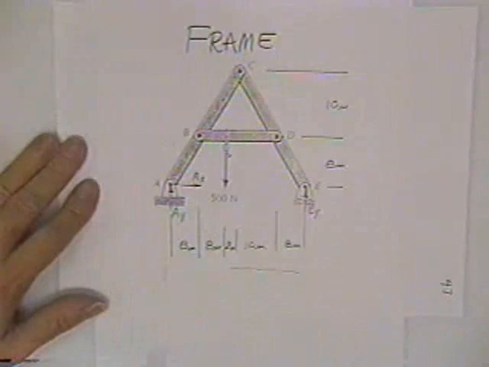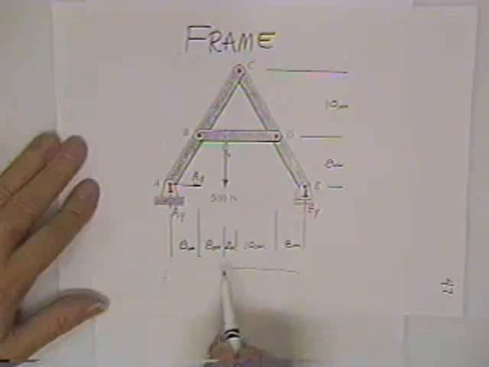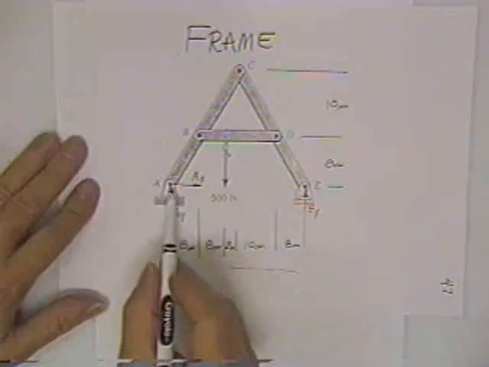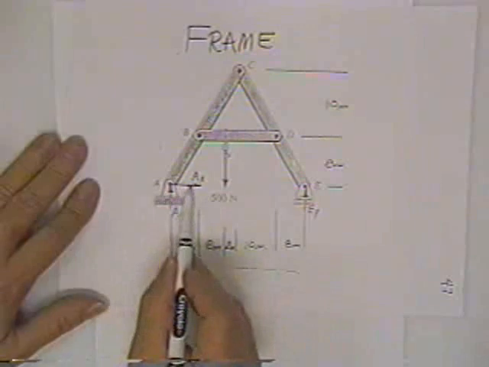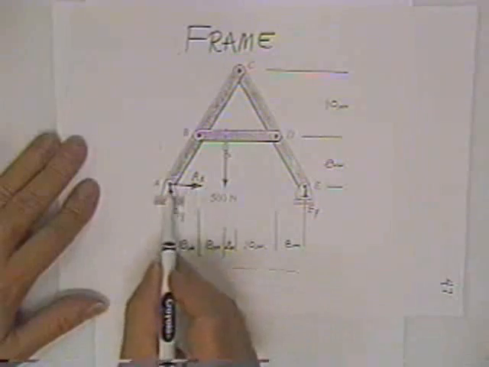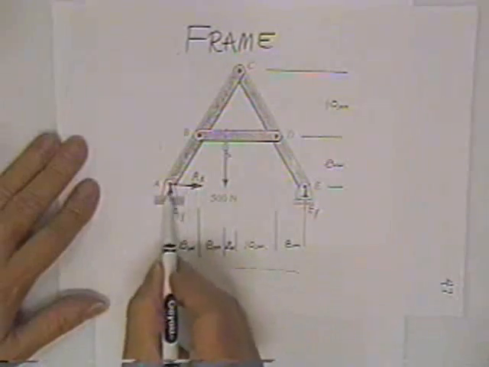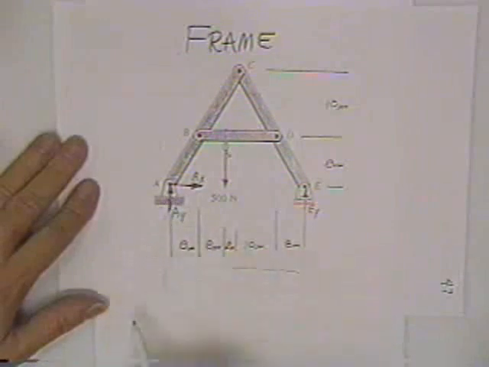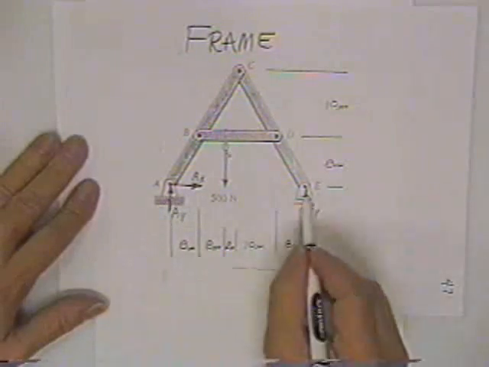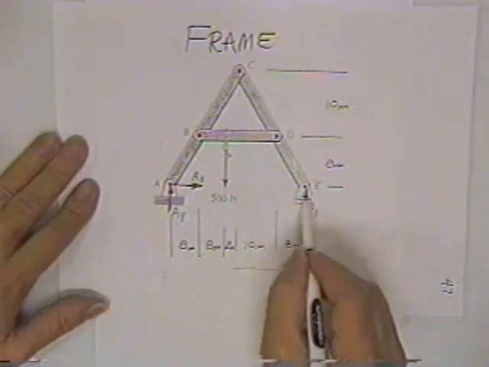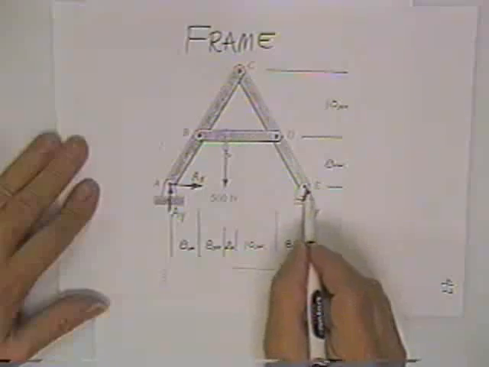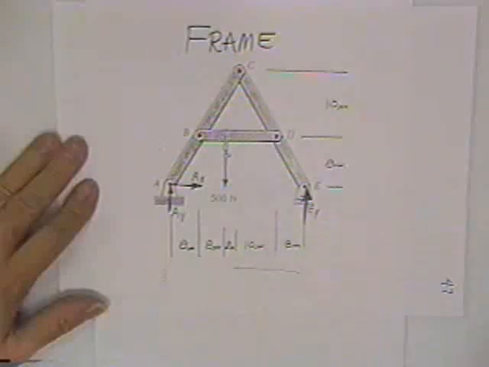Now you can solve for these outside reactions many times by your equations of statics. Here's a pin. You'll notice that I put an AX force and an AY force, because every pin can have two forces. I also have an E vertical force at a roller perpendicular to the floor.